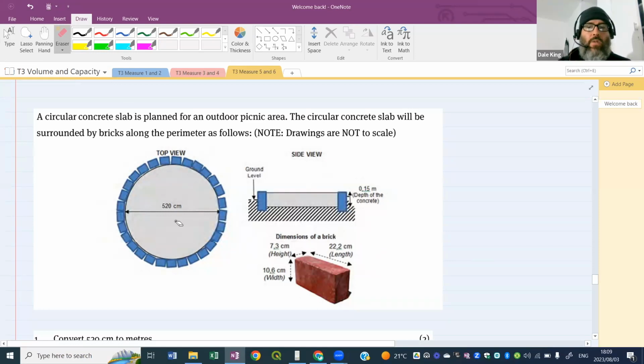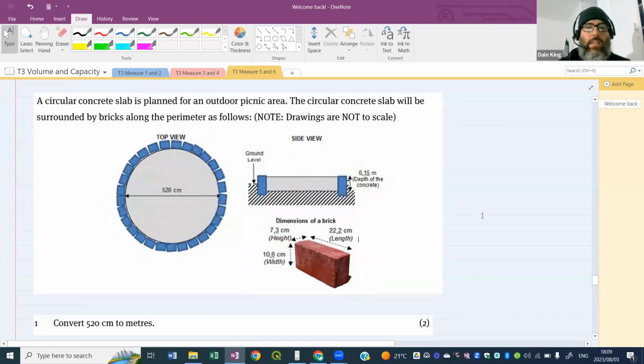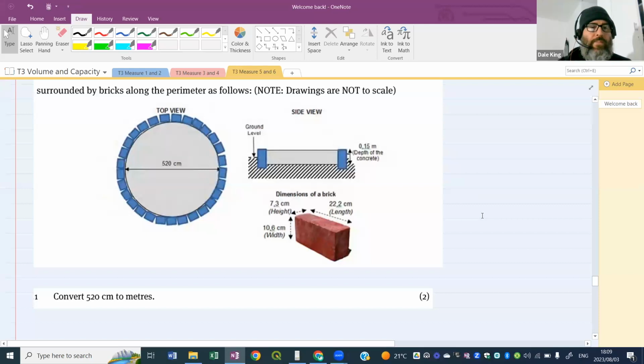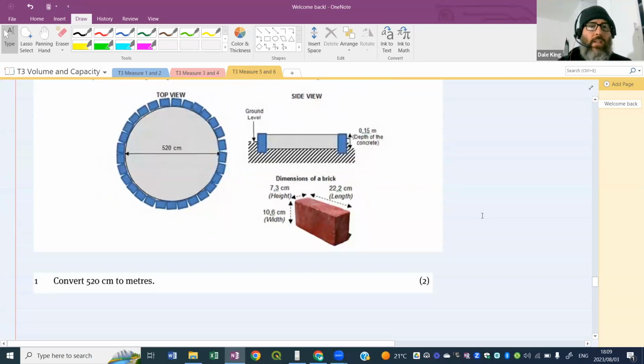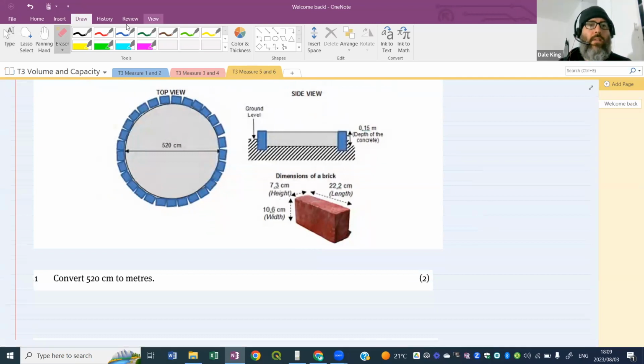So let's go down to the first question. Nice and easy. Start off nice and slow. Convert 520 centimeters to meters. Come on now, everyone should be posting in chat with the answers. Don't even need a calculator for that. Come on now, what is 520 centimeters converted to meters? Could be doing that in their heads. You know what to do. Yes, the answers should come through thick and fast.